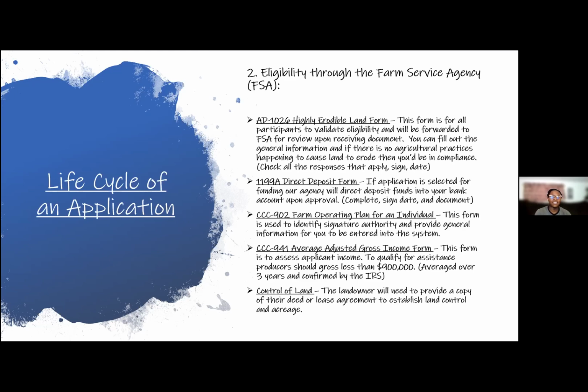And then lastly is to establish control of the land. So we would need either a copy of the deed if you own your property, or a copy of your lease if you're leasing from someone, or some type of agreement that states that you manage and control that particular piece of property that you are applying for conservation assistance for.